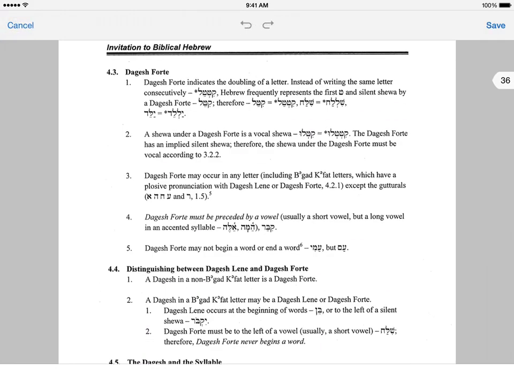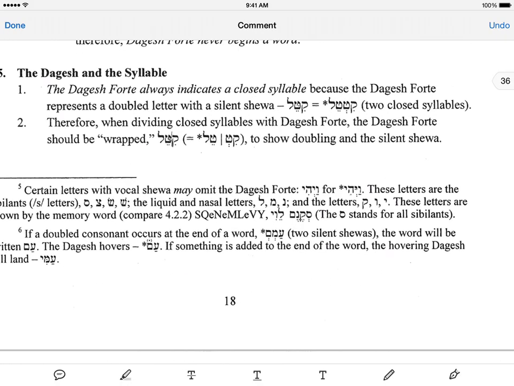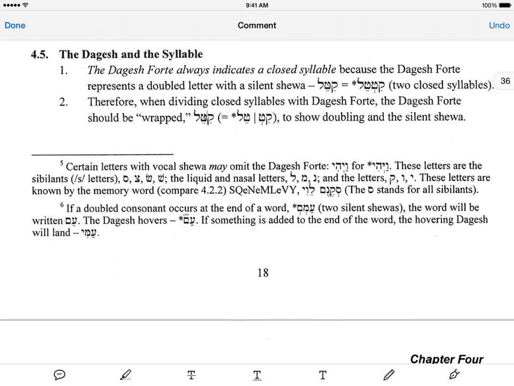Let me see if I can get my marker up here. So section number 3: Dagesh Forte may occur in any letter except the gutturals. Okay, now that's fair enough. That makes sense to us. I don't need to go much further than that, except that Dr. Fuller puts this footnote in right here. So let me close that and scroll to the footnote. And here it is. Let me make it a little bit bigger for you.